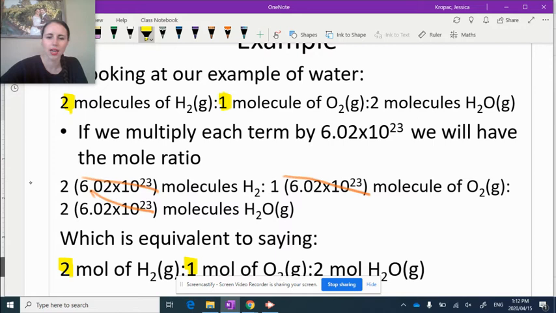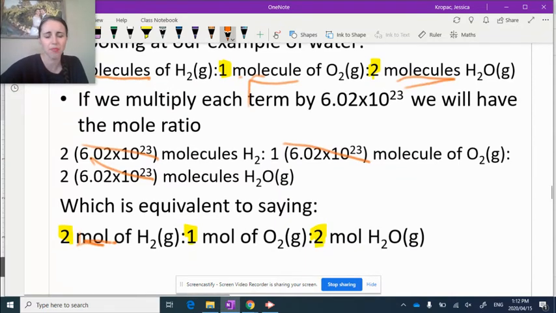And I'm still going to have 2, just like I did in the start. But take a look at what changed. My unit changed. So now for a molar ratio, I'm not talking about comparing the number of molecules anymore, because I was talking about molecules up here. I'm talking about the number of moles. So for every 2 moles of hydrogen, I have 1 mole of oxygen, and I have 2 moles of H2O.